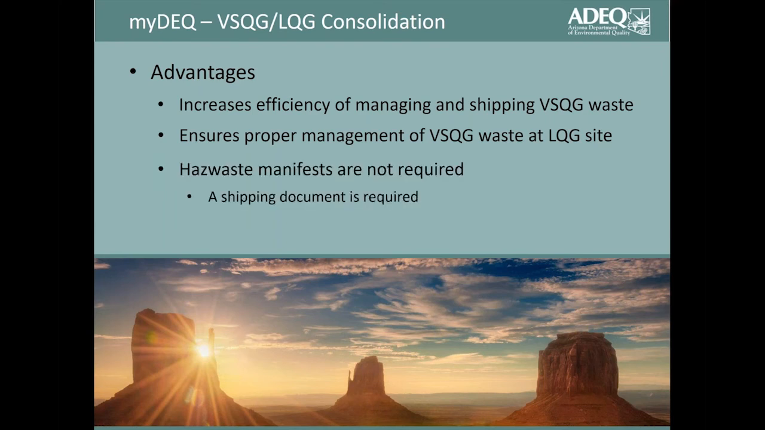Another advantage is that you don't need a hazardous waste manifest when transporting the waste between the VSQG and the LQG. However, other shipping documents would be required per DOT rules. And finally, the transporter between the VSQG site and the LQG would not need to have an EPA ID number. So you could ship the waste yourself and not have to contract a transporter.